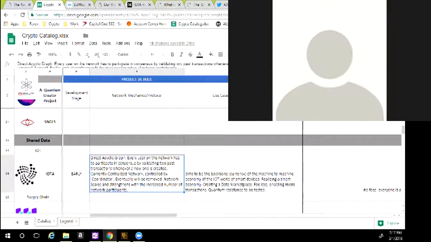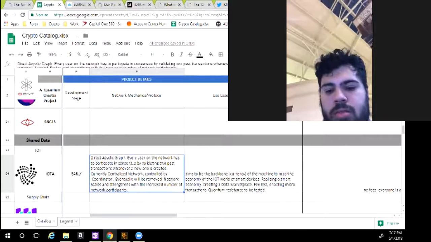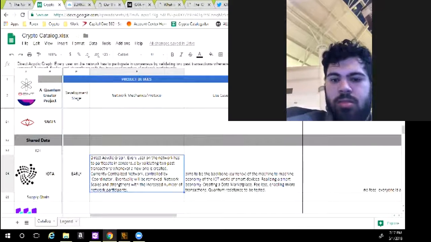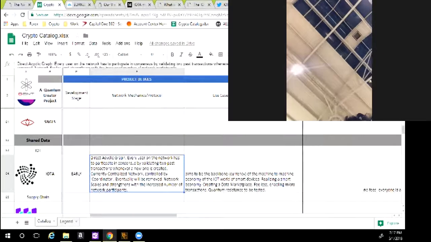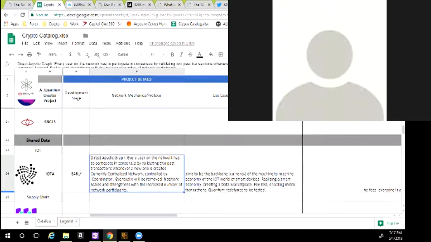There are no fees in this network. So for there to actually exist an economy in which we exchange cryptocurrency, and what they want to do with this machine-to-machine economy and the Internet of Things, the smart devices, you're going to be sending tiny tidbits of data. There's no reason to pay fees on this.